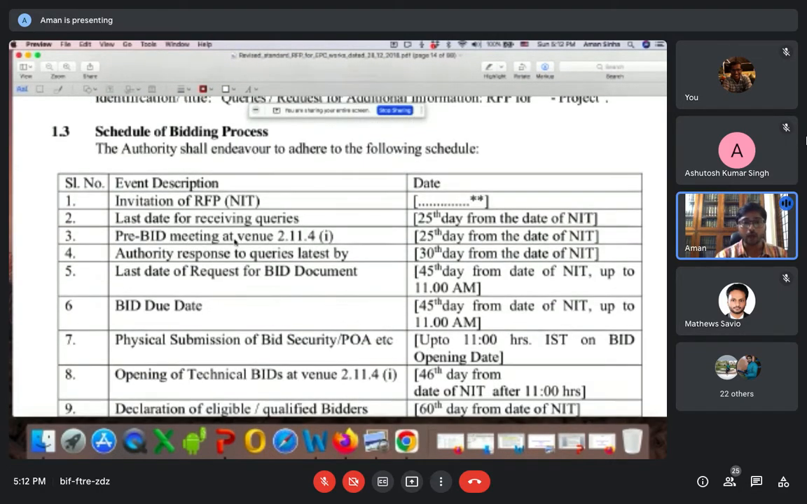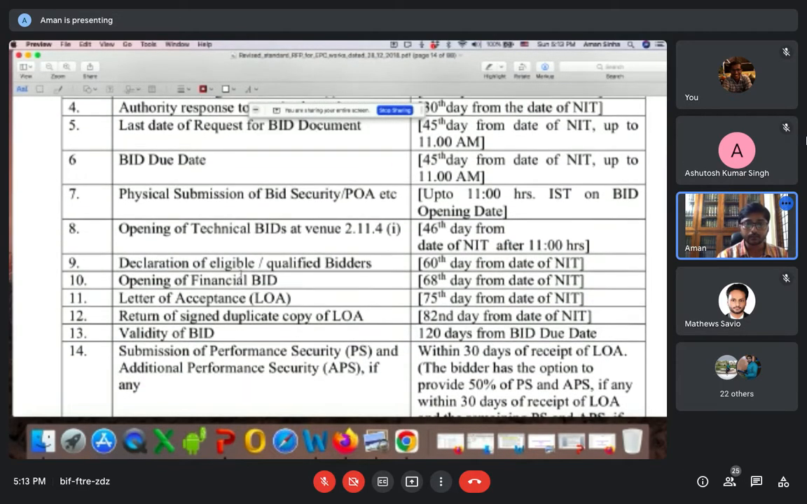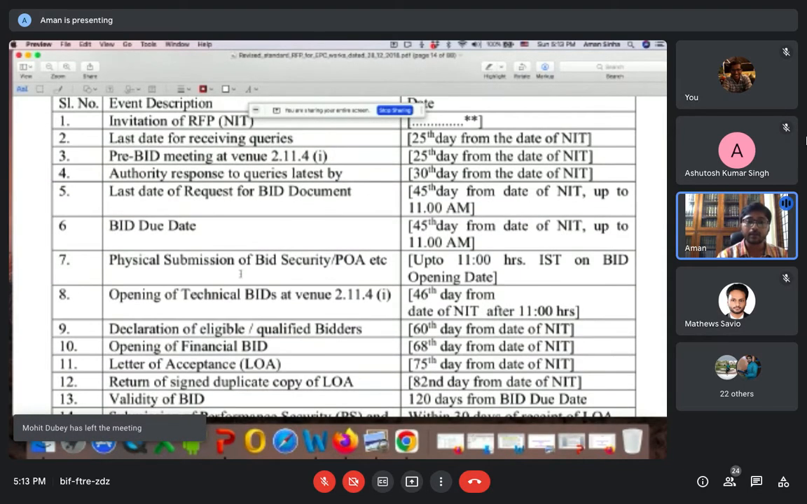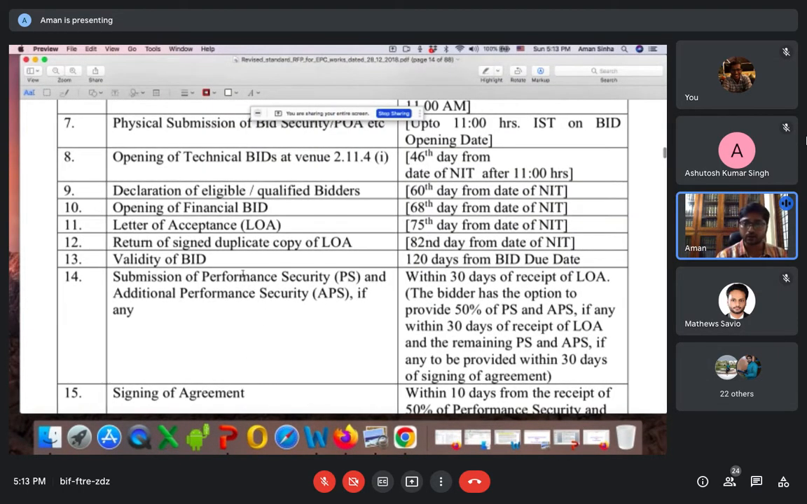So see, this is how it works usually. The invitation of RFP, the notice inviting tender, will open until the last date. Before that there will also be a pre-bid meeting. If any bidder has any issue or confusion regarding any terms in this request for proposal document, there will be pre-bid queries. The authority, which is the nodal agency here, NHAI, will be answering them.